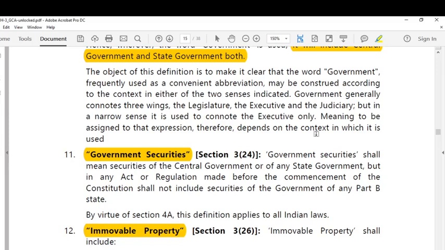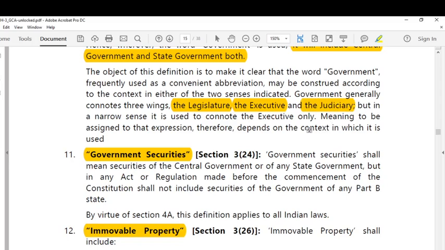Government generally denotes three wings. One is the legislature, which is the Lok Sabha, Rajya Sabha, and the president. The executive here is that at the central level, the executive is the prime minister and his cabinet, and at the state level, it is the chief minister and his cabinet. And the third is the judiciary.